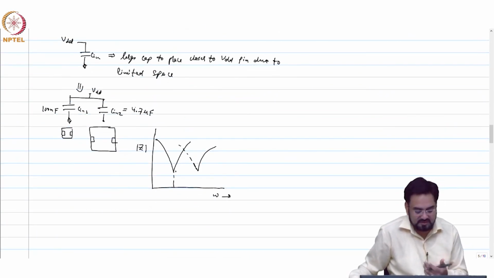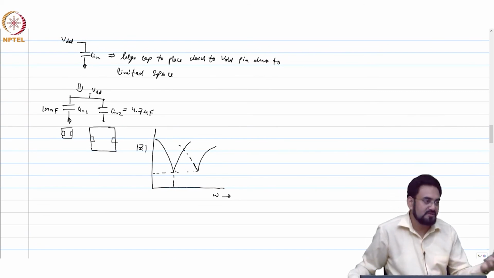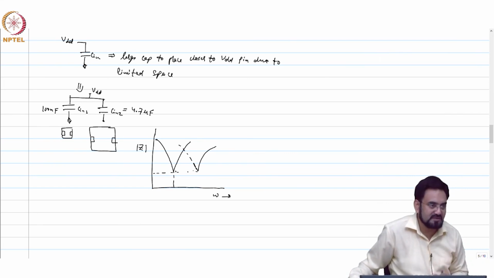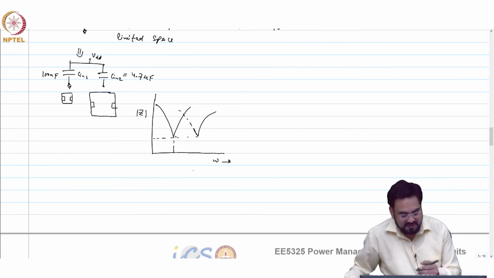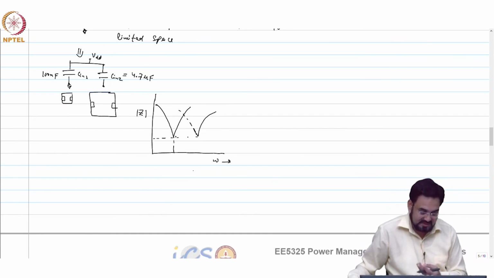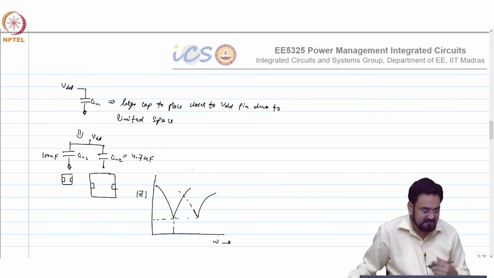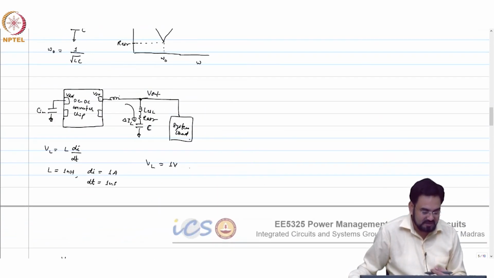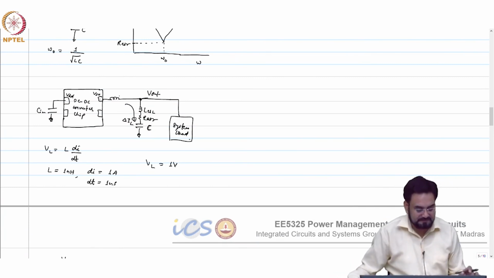Okay. Also, your ESR will come in parallel, so that will also get reduced. So it will basically benefit you in both ways, in ESL as well as ESR. So that is how most of the time we do it when placing the capacitor around your chip at a system level.